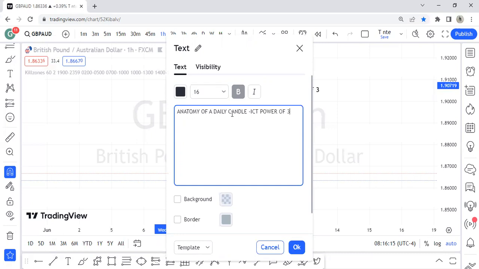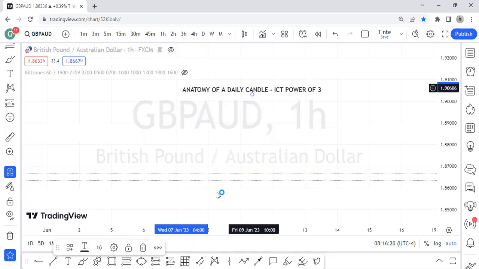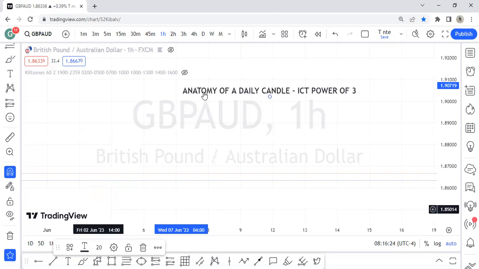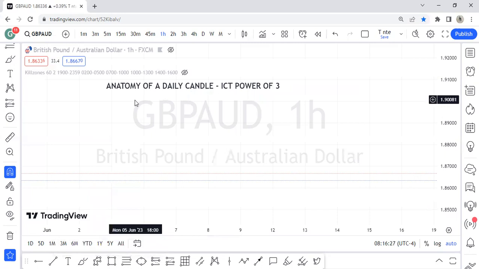This is an ICT concept I learned from ICT, and I've been using it. This is one of the biggest secrets of my trading. I use this a lot: the anatomy of a daily candle, called the Power of Three.